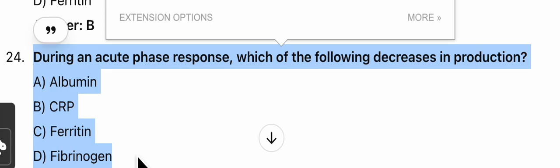During an acute phase response, which of the following decreases in production? A. Albumin. B. CRP. C. Ferritin. D. Fibrinogen.